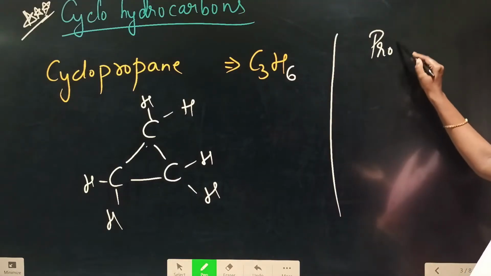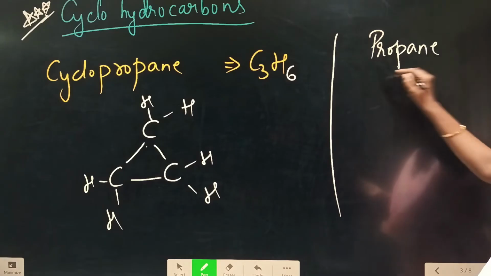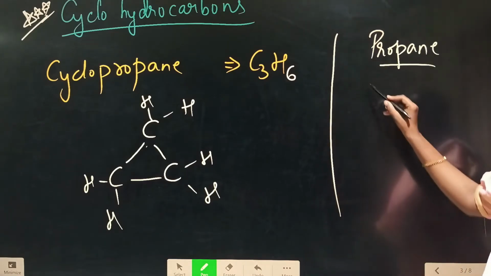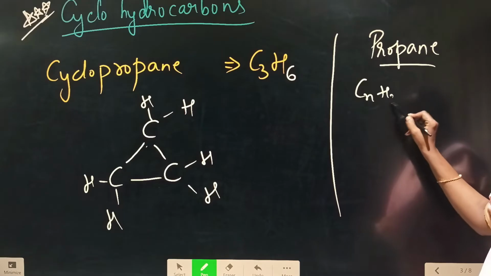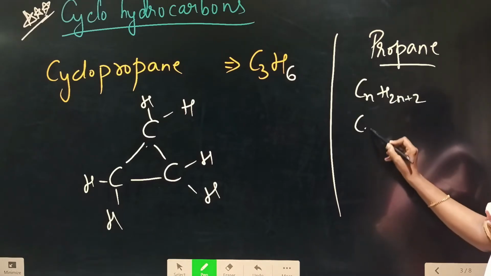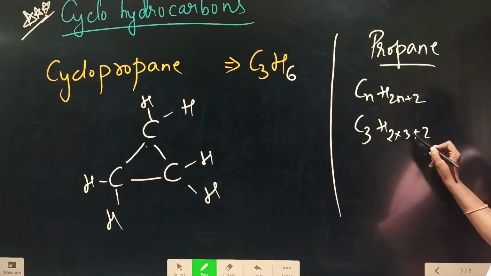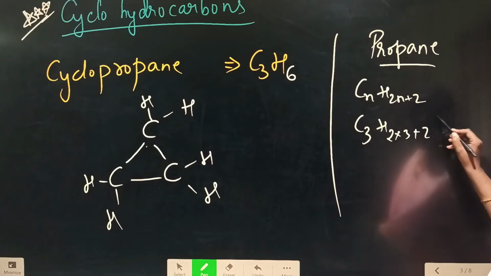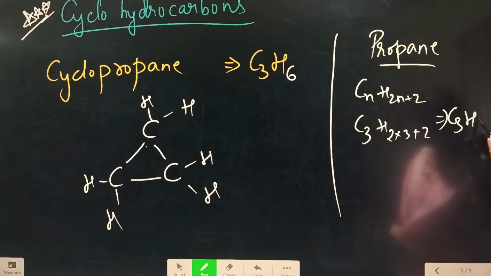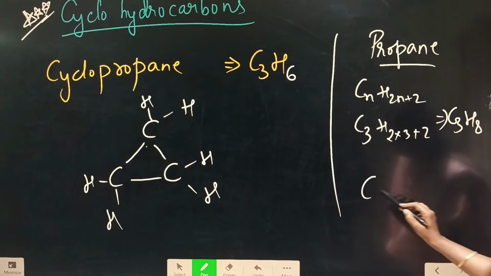Once what you have done in the previous class, you can also go back. So what happened there, CnH2n plus 2, right? So C3H, 2 into 3 plus 2. 2 threes are 6, 6 plus 2, 8. That is how much? C3H8. How are you writing the thing here?